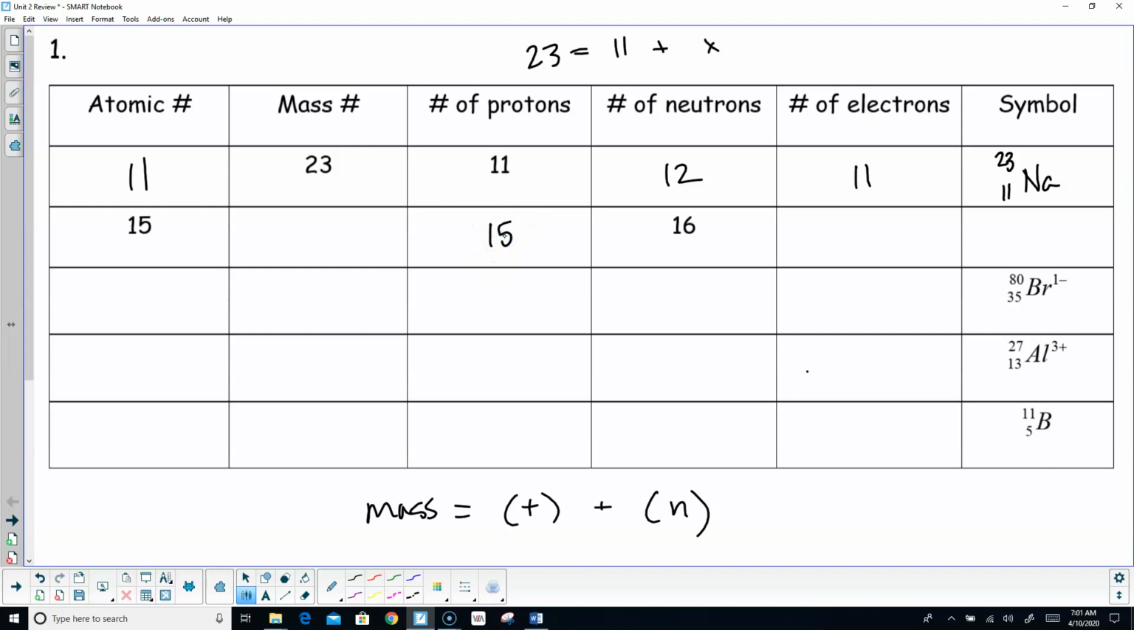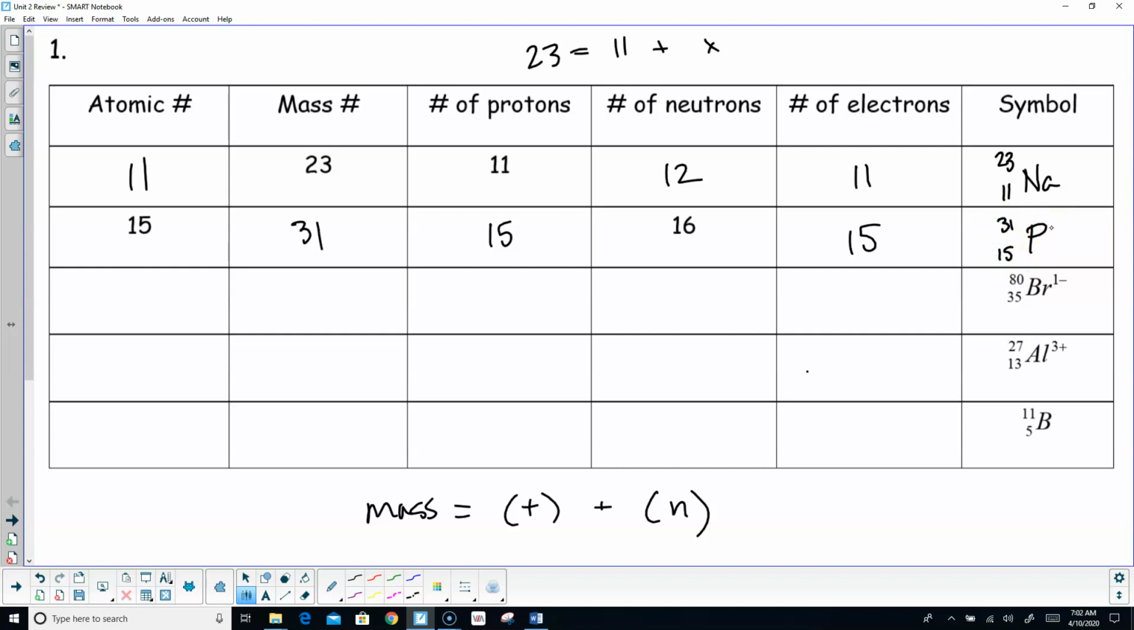Okay, the next one, atomic number 15, so we know there are 15 protons. And since we knew there were 16 neutrons, if I sum these two, 15 and 16, well, that's 31, your mass. Nothing indicating this thing has a charge, so it should have 15 electrons to balance those 15 protons. I look at my periodic table, number 15 is phosphorus, 31 goes up here, 15 goes over here, no charge.